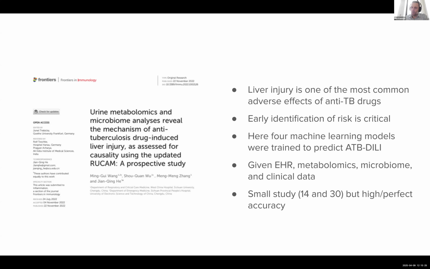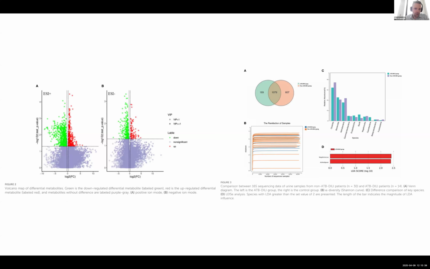But the point is, machine learning here was maybe able to help in the future to predict, before someone receives an antituberculosis drug, how risky it is for them to take that drug. I'll just quickly go over the results. On the left was an analysis they did, a differential analysis on the metabolites. There were up-enriched and down-enriched metabolites in patient urine between the drug-induced liver injury and the non-drug-induced liver injury groups that they were able to tease out. And that's just traditional statistical techniques right there.